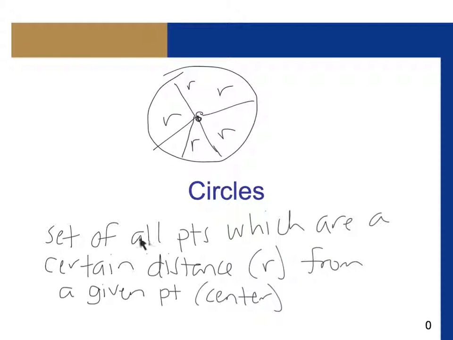So a definition of a circle is the set of all points which are a certain distance, and we'll call that distance r, from a given point, and that would be the center of our circle. So think of it like this is our center point, and if we go r like this, r like this, r like this, where r is maybe 3 inches or whatever the distance is, it's a certain distance. And if we do that in every direction, as many different directions as we possibly can, we'll form a circle when we do that.